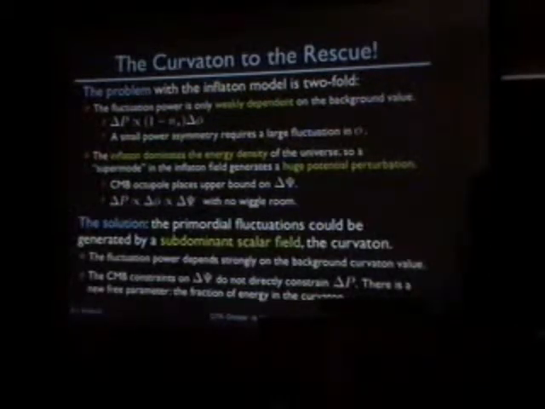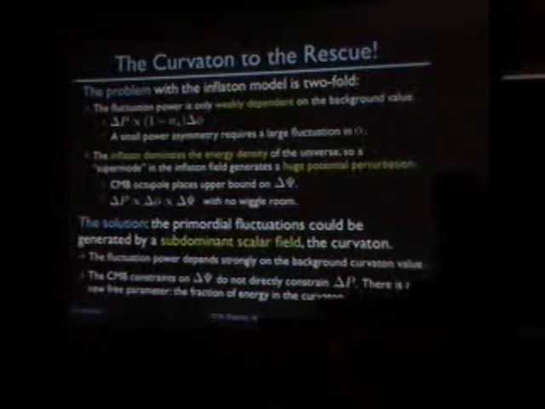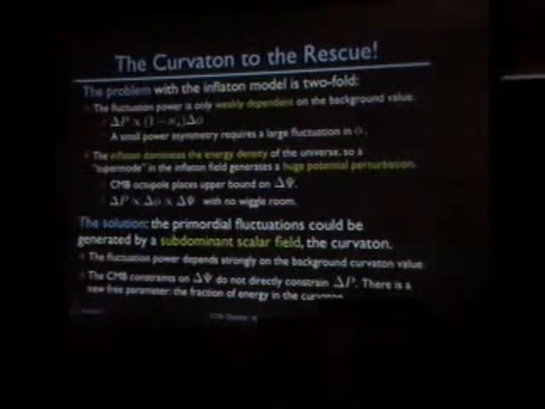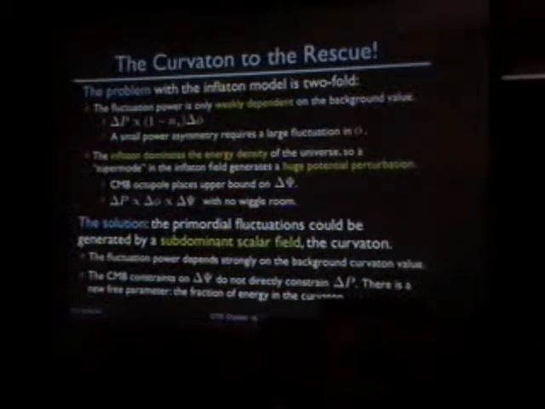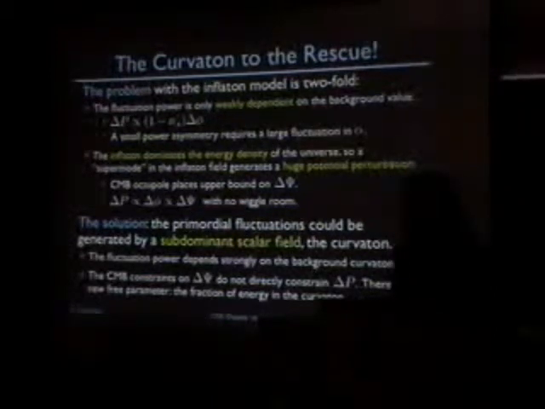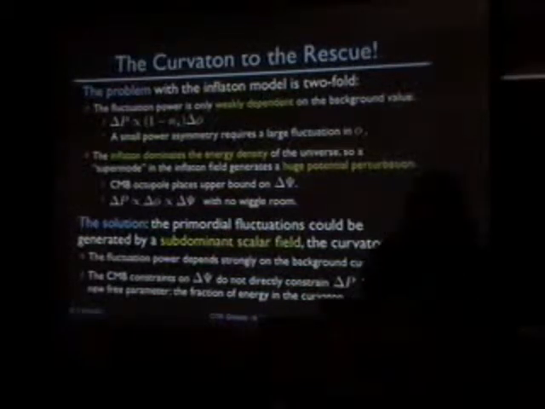The solution: what if the primordial fluctuations could be generated by a subdominant scalar field, aka the Curvaton? Then we'll see that the fluctuation power depends more strongly on the background Curvaton value, and then the CMB constraints on delta psi do not directly constrain the power asymmetry. There's a new free parameter, which is the fraction of energy in the Curvaton field prior to its decay.